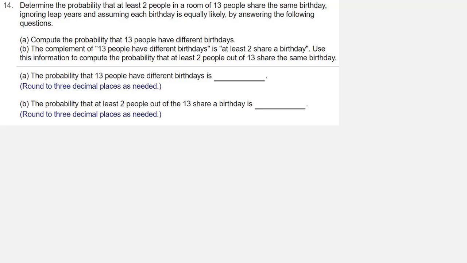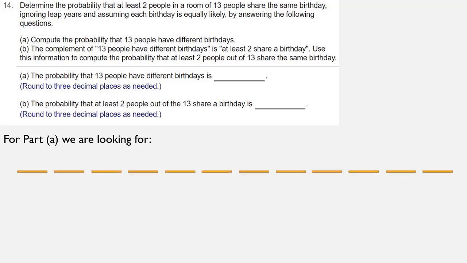First, compute the probability that 13 people have different birthdays. Then, the complement of 13 people have different birthdays is at least 2 share a birthday. Use this information to compute the probability that at least 2 people out of 13 share the same birthday. So, for part A, we're trying to find the probability that 13 people have different birthdays.